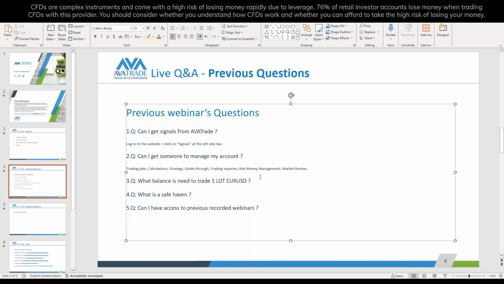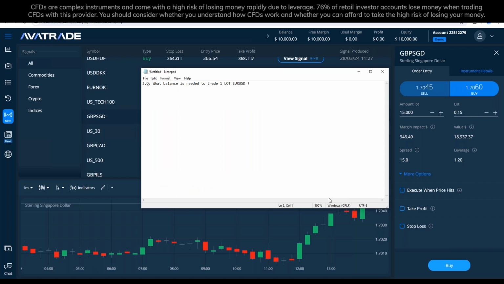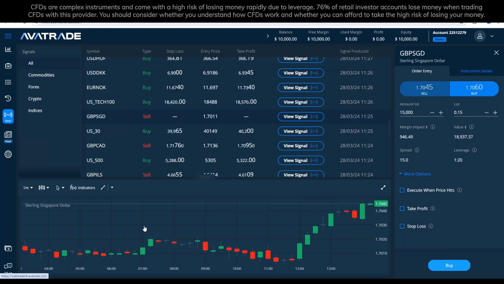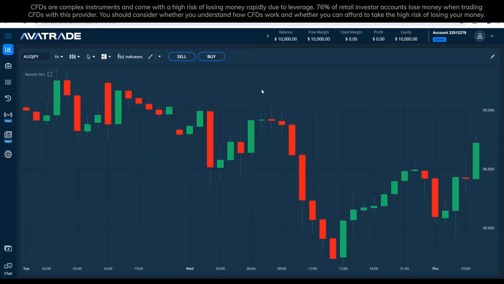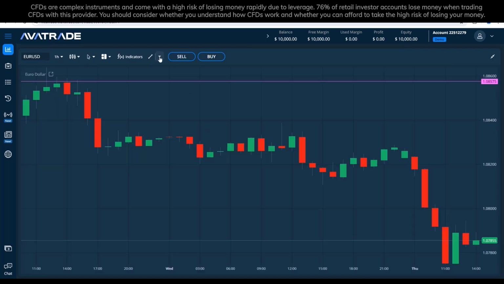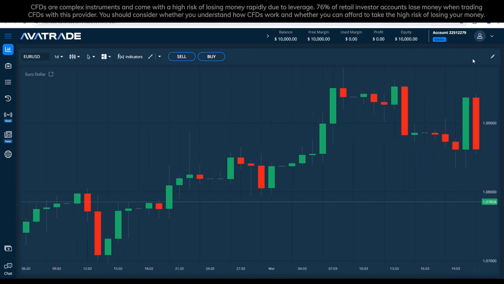What balance is needed to trade one lot Euro USD? Let's get this question and paste it in here. So what I'm going to do is simply go back to the default screen by clicking here on AvaTrade. I'm going to expand the chart all the way up, and I'm simply going to put here Euro USD, and click it from the list. And then I'm going to get rid of some things here that we don't really need currently. Let's go 1 day, just as an example.